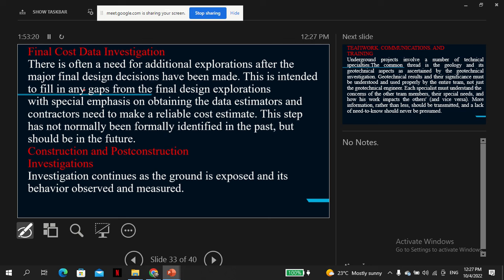So, the construction and post-construction investigations. Investigation continues as the ground is exposed and its behavior observed and measured. So even during the construction, no, you don't stop. You don't say, okay, we had done the site investigation, we've written the report, we've done a geotechnical drilling program, so that's enough. Even during the construction, you keep monitoring, and if you see anything strange, depending on the hierarchy of the project, you take note and write a detailed report.